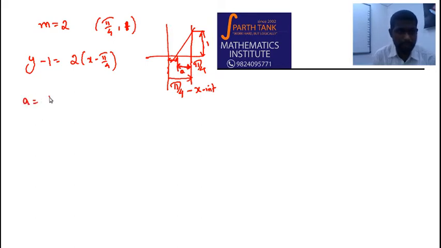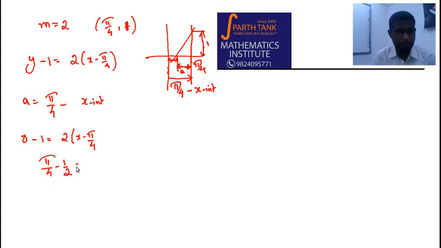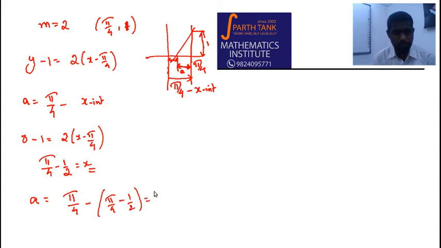So A is nothing but pi by 4 minus the x-intercept of this line. How do we find the x-intercept? Put y equal to 0. So 0 minus 1 is 2 times x minus pi by 4, or pi by 4 minus 1 by 2 is x. So this is the x-intercept. So A is going to be pi by 4 minus the x-intercept, which is 1 by 2.